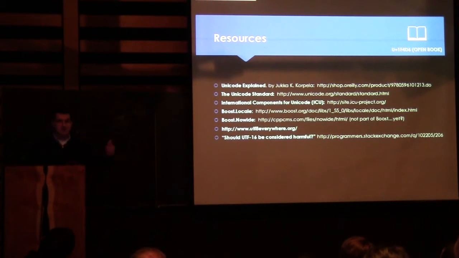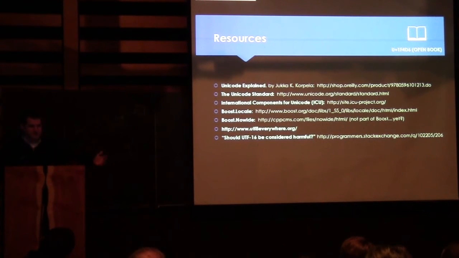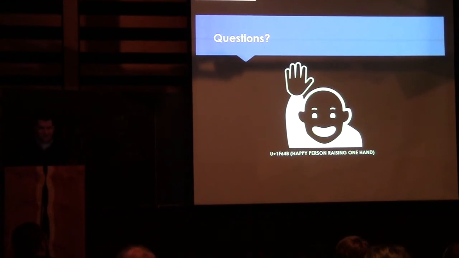There's this website, UTF-8 Everywhere, that's sort of like a manifesto written by a handful of people about why UTF-8 should be the encoding that is used everywhere, with fallback to UTF-32 when you actually need the one-to-one mapping between code points and character and code units. And there's a nice discussion on one of the Stack Exchange sites of whether UTF-16 should be considered harmful. So, with all that said, are there any questions?